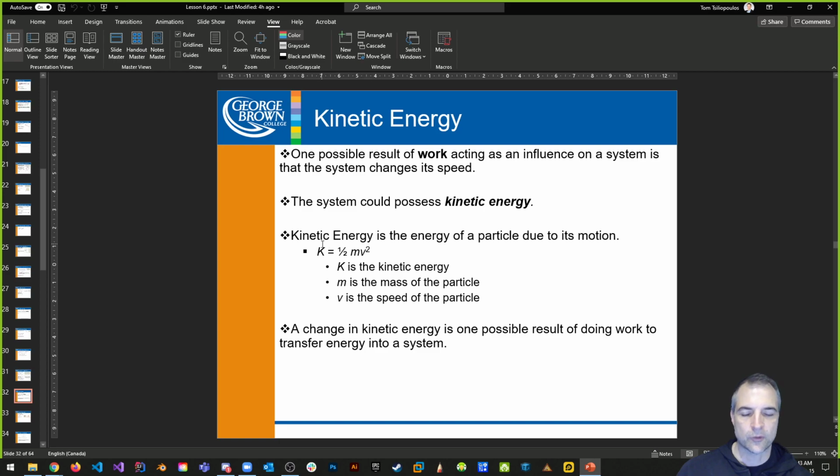This is what happens when I transfer energy into a spring. I've displaced it from the equilibrium point into a compressed or stretched state. And what I've done, if you want to think about it in a different way, is I've transferred energy and stored it as potential energy. Until the spring is released, there is no kinetic energy.